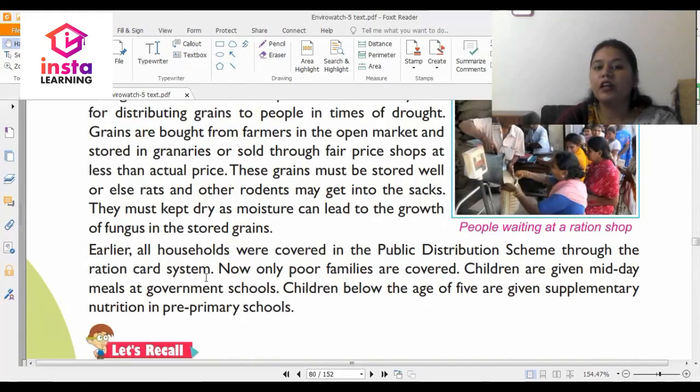Earlier, all households were covered in the public distribution scheme through the ration card system, but now only the poor families are covered in it. Children are given midday meals at government schools, and this midday meal scheme was started by the government as a tool to encourage poor students to come to school. Children below the age of 5 are given supplementary nutrition in pre-primary schools.